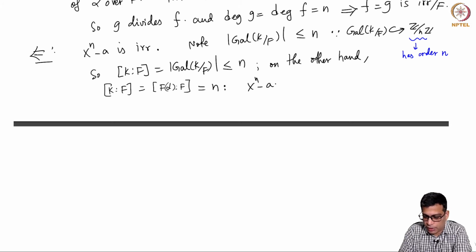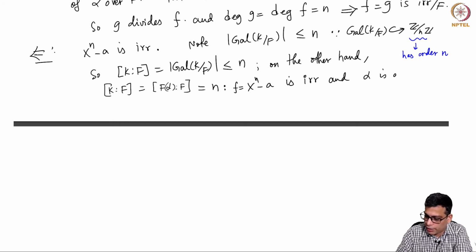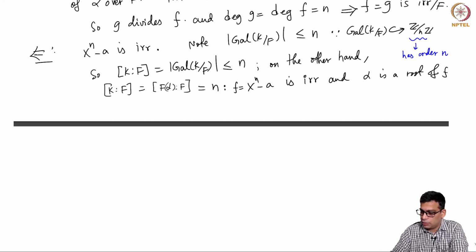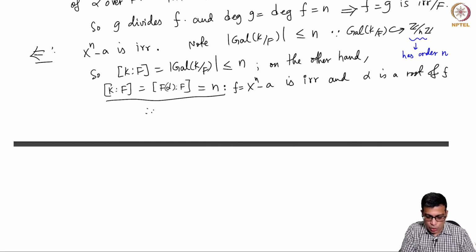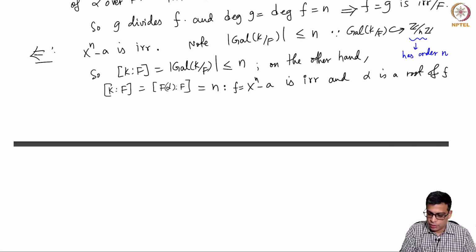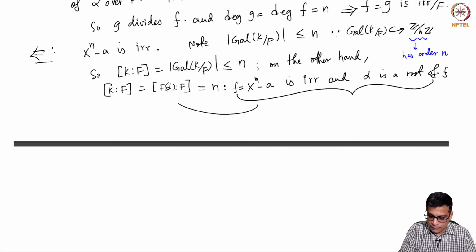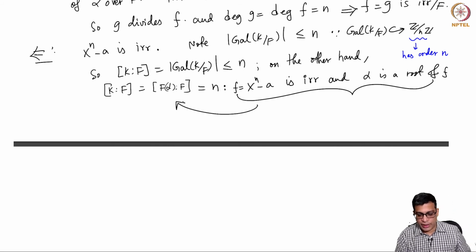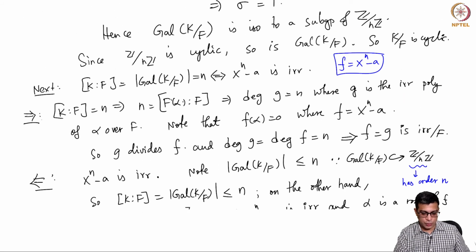X power n minus a is irreducible by hypothesis, and alpha is a root. So f is irreducible and alpha is a root of f, and hence this follows. So this entire thing here implies this. So the degree [K:F] is equal to n, which is what we wanted to prove.